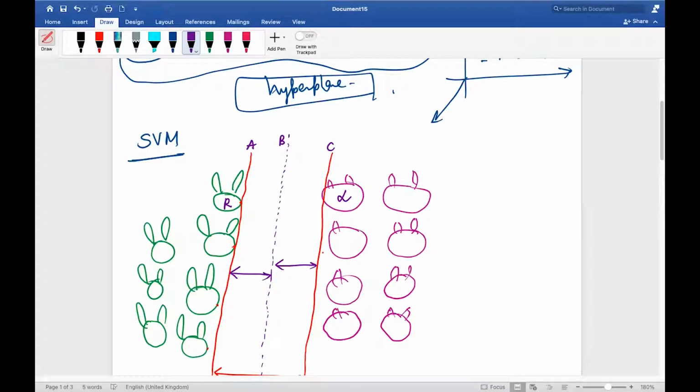Now let's say a new point appears here. Obviously, if it is on the right side of the decision boundary, you will consider it as belonging to the lion class. If it comes on this side, it will be from the rabbit class. What if a new point appears here or here? What will happen? The support vectors would shift, basically.